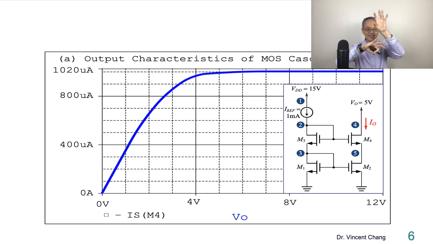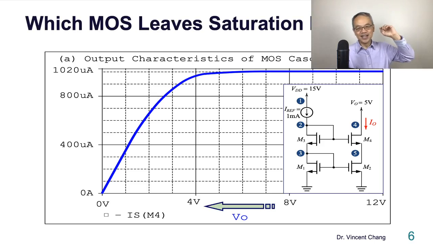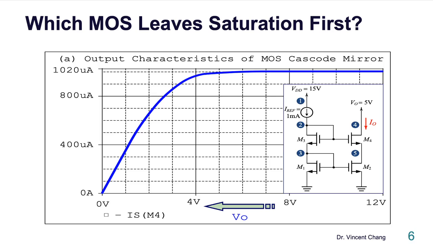The brothers, right? The output brothers, Q2 and Q4. So who falls first? Which MOS leaves the saturation region first? Seriously, which MOS leaves the saturation region first?